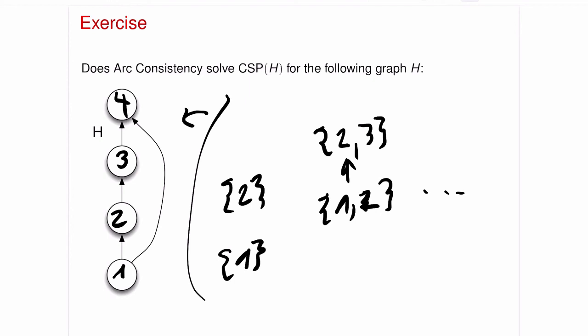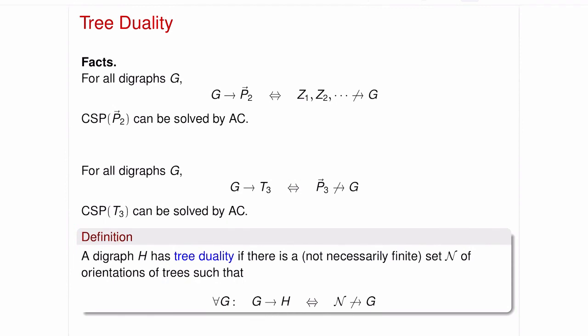In this video, I want to treat yet another perspective on the arc consistency procedure, which is very important. It's called tree duality. Let me start recalling an example that we've already seen. We were interested in the question earlier whether G homomorphically maps to P1. P1 was really simple. The CSP of P1 amounts to checking whether there's a vertex which has both an incoming edge and an outgoing edge.